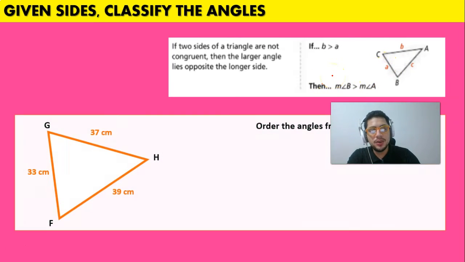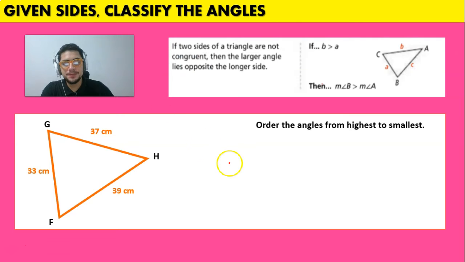So in today's video, we're going to be tackling the following situation. We have the angles G, H, and F of the triangle GHF, and we have the three sides. We have 33 centimeters for GF, 37 centimeters for GH, and 39 centimeters for FH. They're asking us to order the angles from highest to smallest. But we were not given the angles, we were just given the sides.